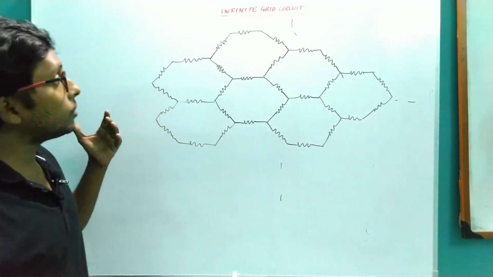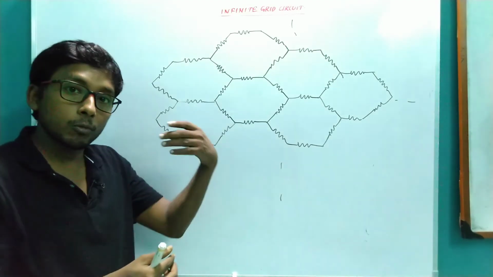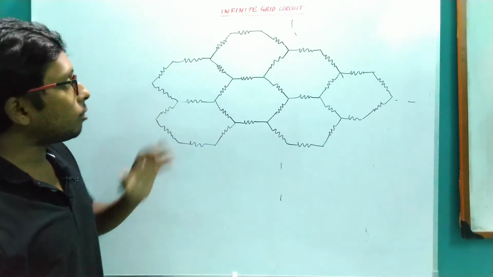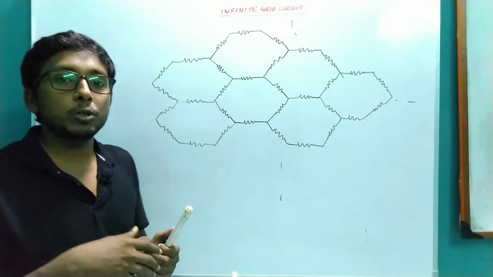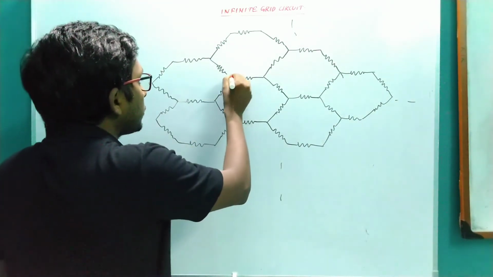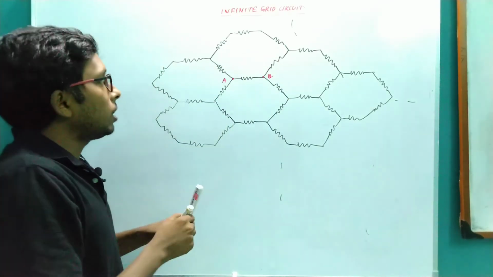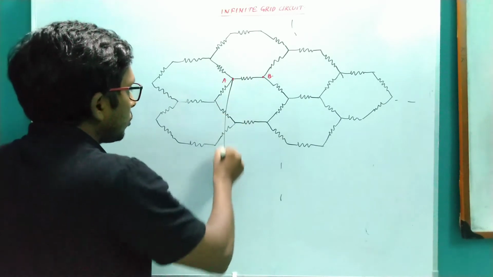Let's look at another same type of problem regarding an infinite grid circuit. This is also an infinite grid circuit, but it is hexagonal in shape. The previous one was rectangular. Now I have to calculate the equivalent resistance between any two adjacent points. Suppose I have to calculate the equivalent resistance between A and B. I will not tell you the mechanism now, I am just solving it for you.